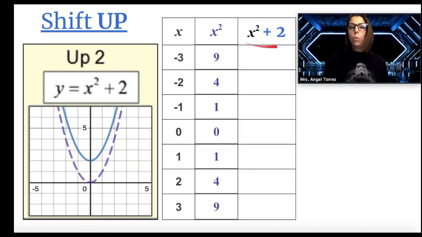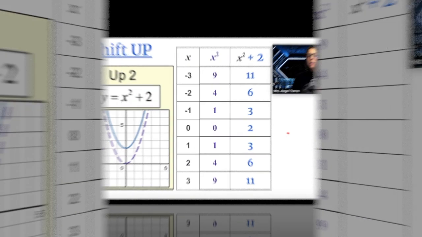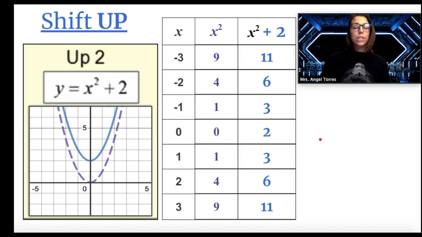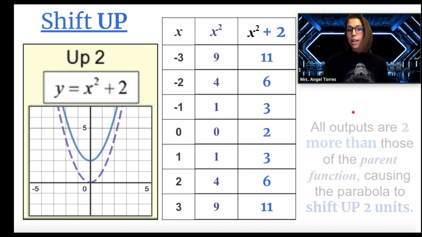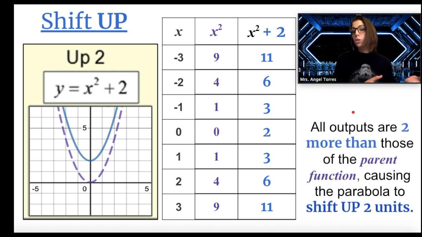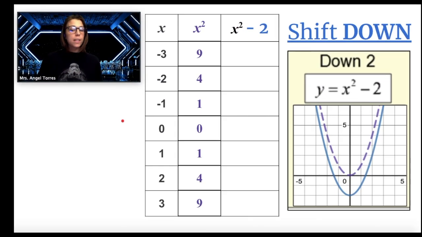Here we have a function y equals x squared plus 2. Again, I already have the parent in there. Why don't you go ahead and fill in the rest of this table now? It's as simple as adding 2 to each of your outputs. What does it look like in the graph? Well, now that all your outputs are 2 more than the parent function, your parabola is going to shift up 2 units. What about if it shifts in the other direction?